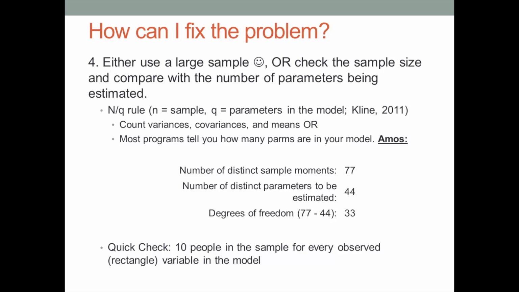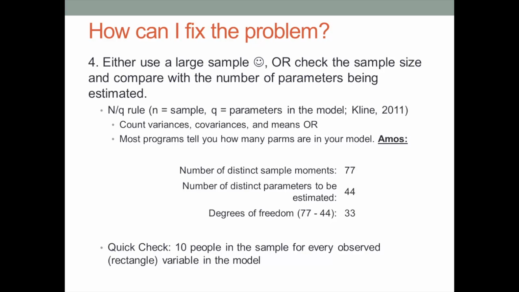Using the N:q rule, usually you should have 10 people in your sample for every parameter, and that's the minimum. Actually, a lot of people say you should have 20 people in your sample for every parameter that's estimated. So if you're estimating 44 parameters, then you should have 440 in your sample to be able to estimate that at a minimum. There is a quick check rule where usually you don't have to have that many to estimate your model, but you do need to have 10 people in your sample for every observed variable in your model. So if I have 30 observed variables in my model, then I should have 300 plus people in my sample.